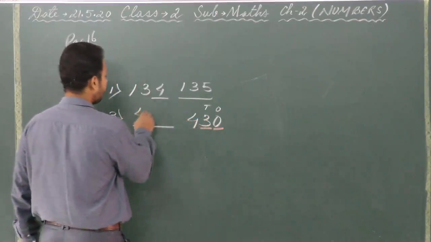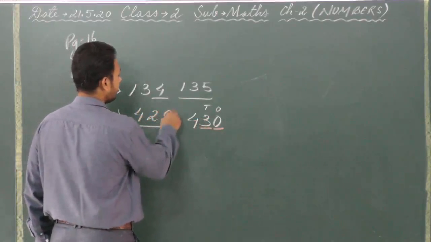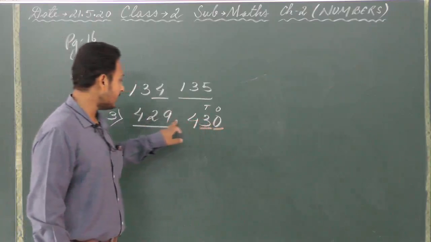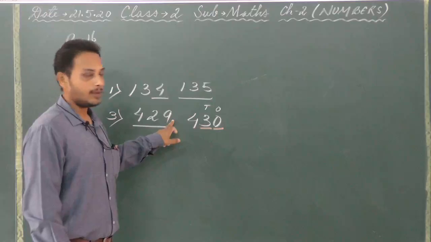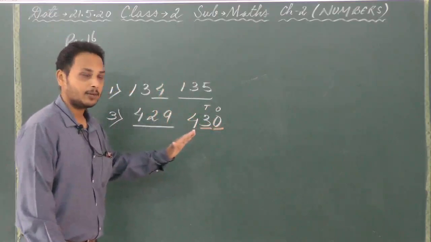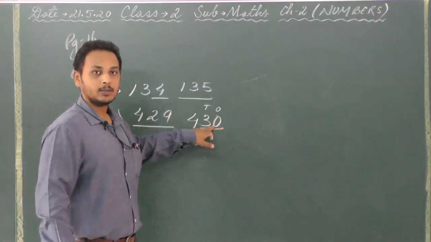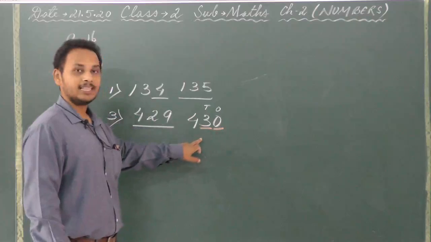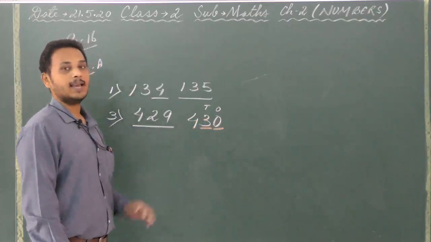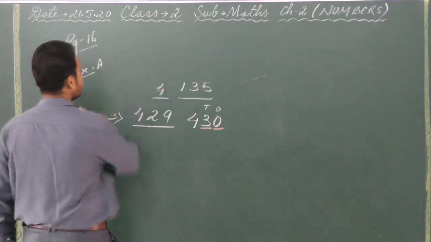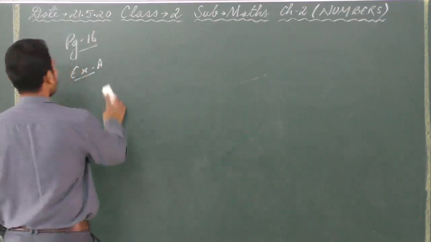So you are going to write 429. Before 3 we get 2, and before 0 we get 9, because before 30 we get 29. So in these kinds of cases where 0 is there in the ones place, you will see both the numbers, that is in the tens place and in the ones place as well. The remaining numbers you will do as your homework.